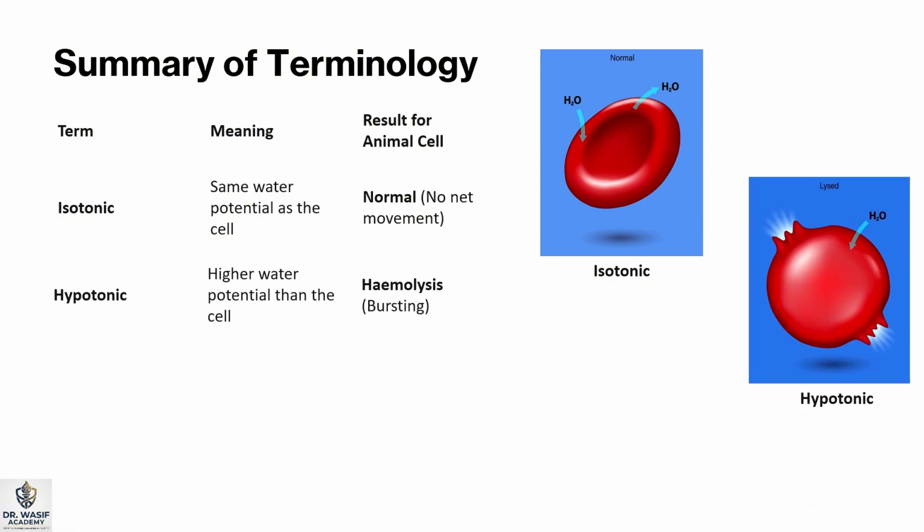Secondly, we have the hypotonic environment. This means the fluid outside has a high water potential. It is more dilute than the cell. So water rushes in and the cell swells, and because we have no cell wall to stop it, the cell pops, it bursts. And remember the technical term, that is hemolysis. That is the bursting of red blood cells.